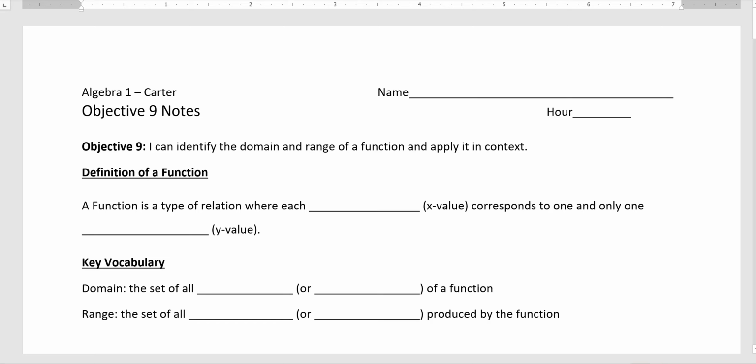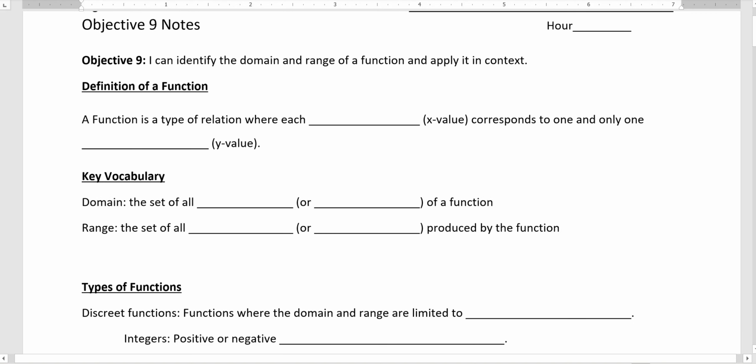Hello, and welcome to our Objective 9 notes. Now, Objective 9 says I can identify the domain and range of a function and apply it in context. So we're going to build on our knowledge of functions that we got with Objective 8, and this time we're going to look at domain and range.